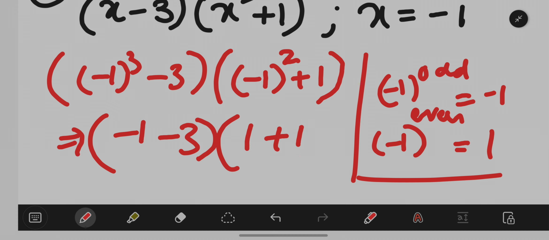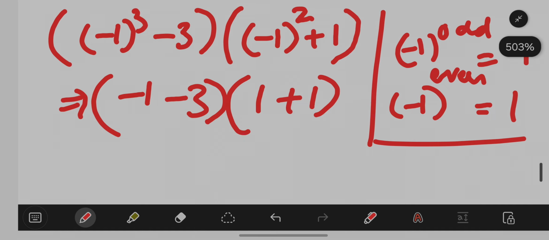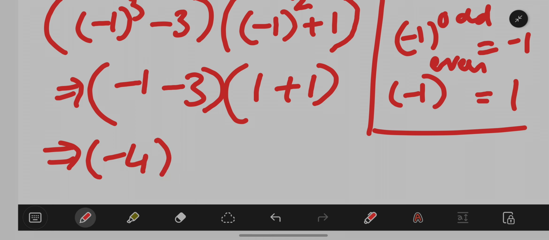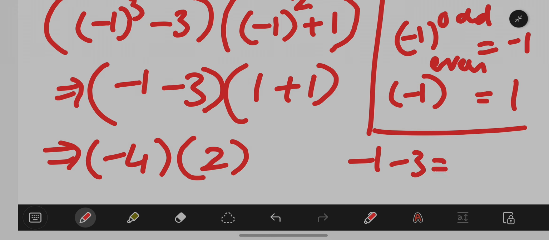So 1 plus 1. Now, here, minus 1 minus 3. What is the answer? Minus 4. 1 plus 1 is 2. So how is minus 1 minus 3 minus 4?